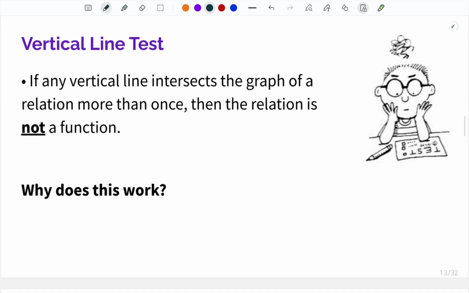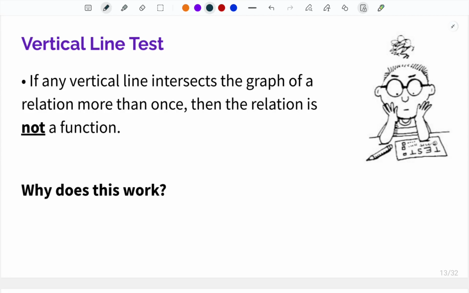So we're always looking at points, looking at individual x values, but one of the main ways we have relations given to us is through graphs. That's what you're doing in that investigation. And so how can we tell if a relation is a function or not? Well, we can use this thing called the vertical line test. And what it tells us is if any vertical line intersects the graph of a relation more than once, then that relation must not be a function.